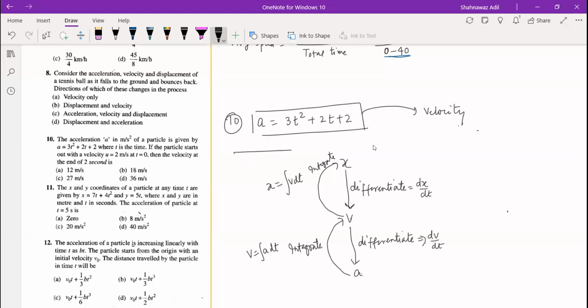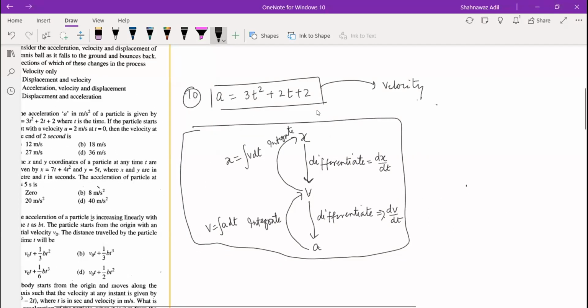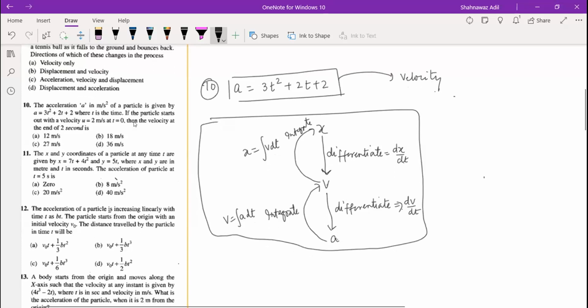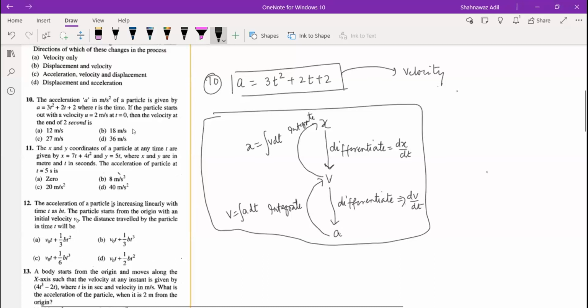Is this part clear, guys? Yes, sir. Okay, so now let's do this question. Acceleration is given, and the starting point is also given. The particle starts off with velocity u equals 2, and we need the velocity at the end of 2 seconds. So t goes from 0 to 2. Velocity starts at 2, and you don't know the upper limit, so you have to calculate it. Okay, so let's calculate this.